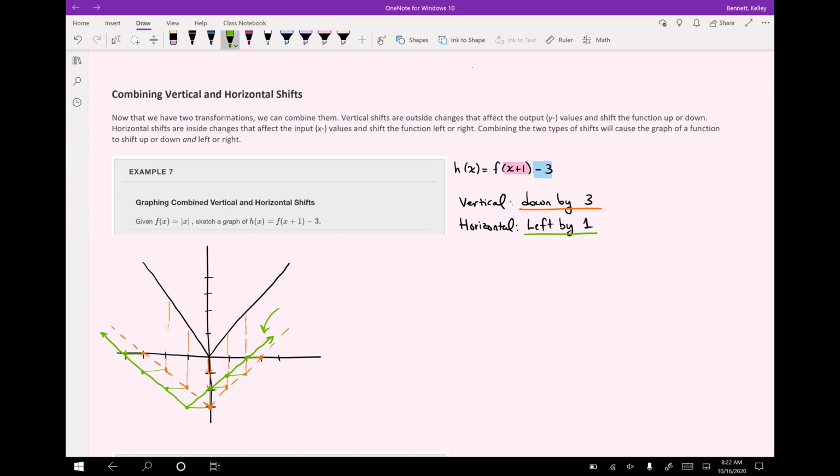This is h of x. And remember, it was f of x plus 1 minus 3. So f takes the absolute value of whatever. So my argument is x plus 1. So I'm going to take the absolute value of x plus 1. And then from that, I'm going to subtract 3. So that's what I get here.